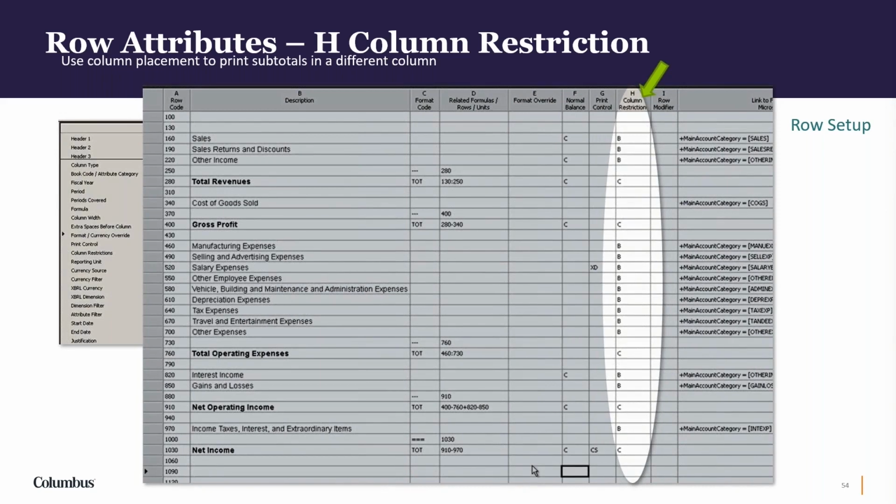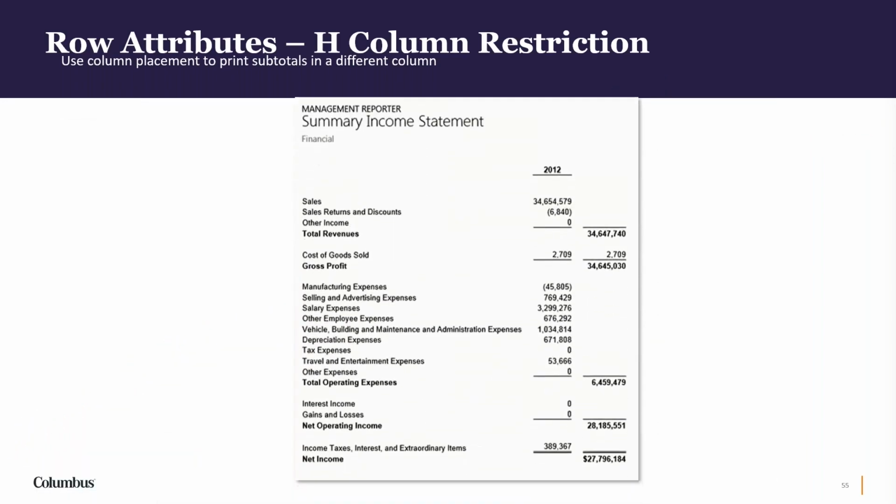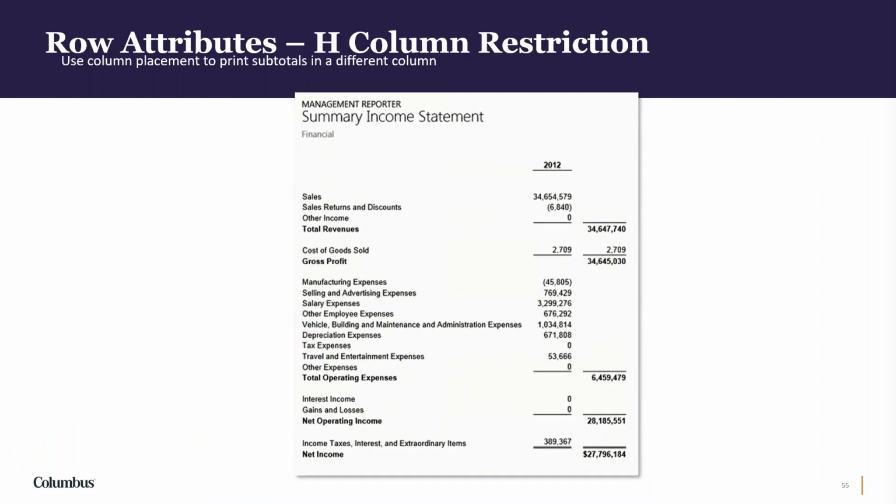In the minority interest example, we only filled in column H for one row. In this example, we fill it in for all the rows. Using the column letters from the column definition, we can add either B or C. And in our example, column B would represent account balances and column C would print the subtotals. For a look like this.